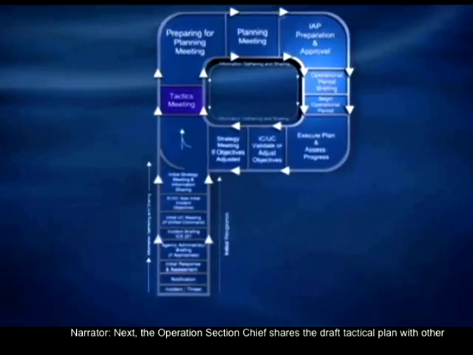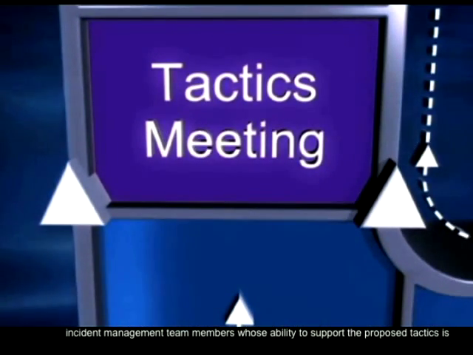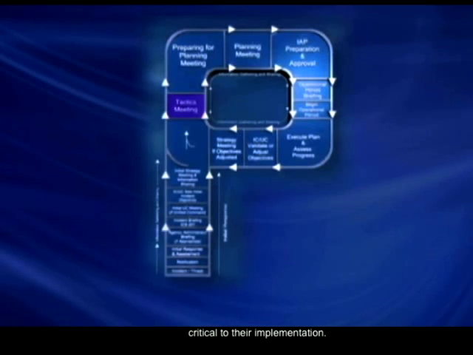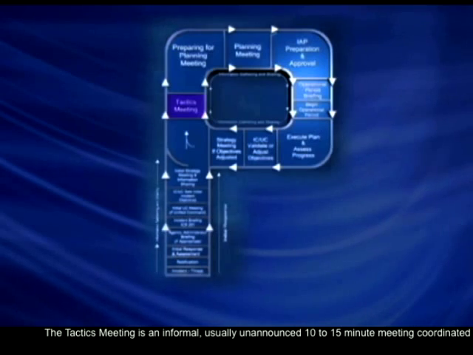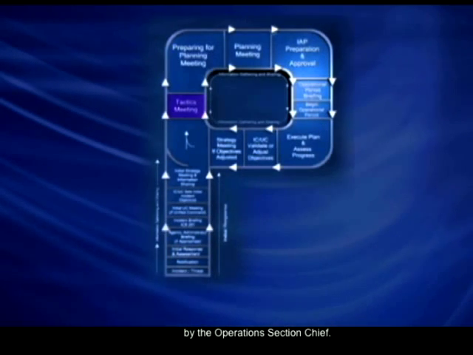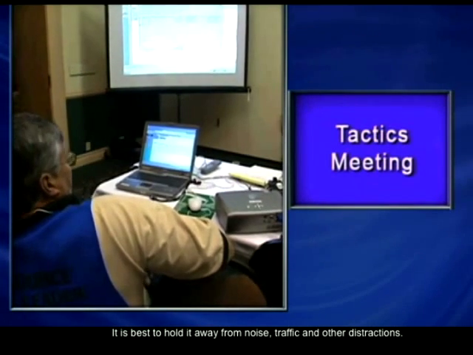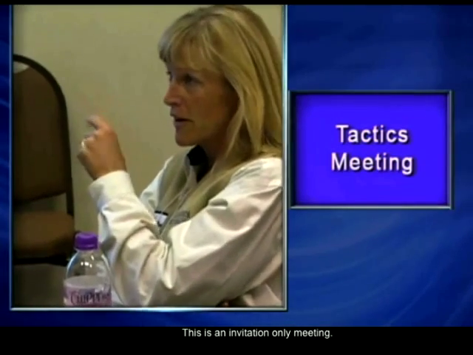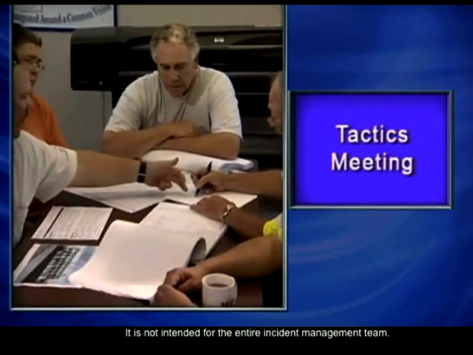Next, the Operations Section Chief shares the draft tactical plan with other incident management team members whose ability to support the proposed tactics is critical to their implementation. The tactics meeting is an informal, usually unannounced 10 to 15-minute meeting coordinated by the Operations Section Chief. It is best to hold it away from noise, traffic, and other distractions. This is an invitation-only meeting and is not intended for the entire incident management team.